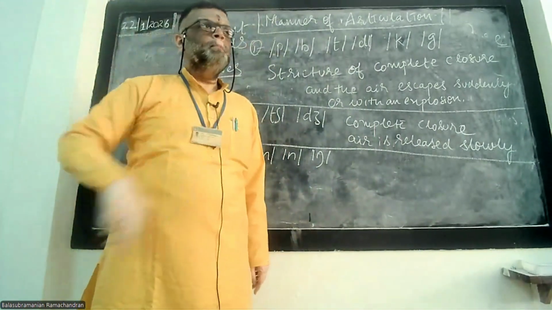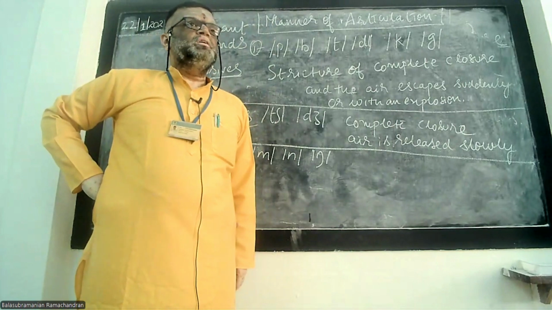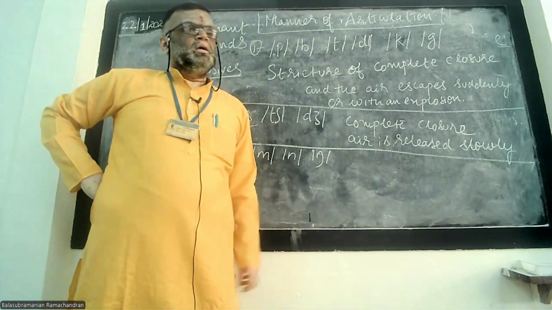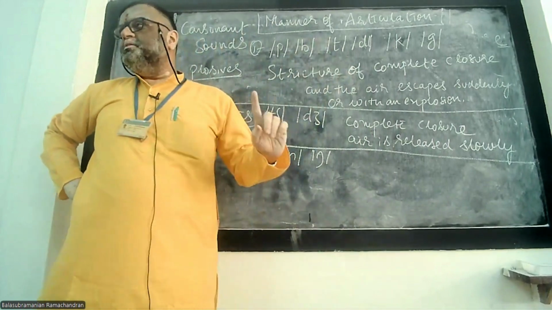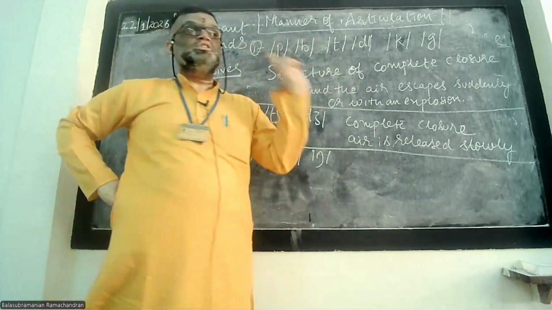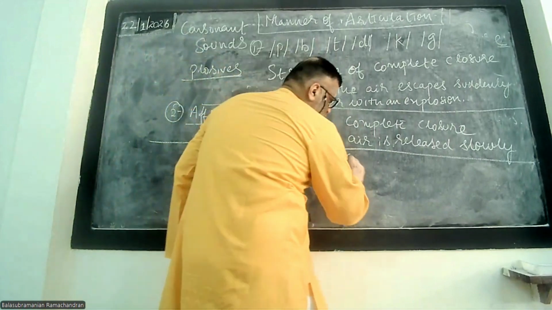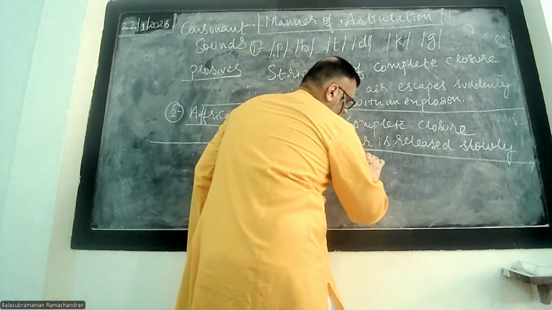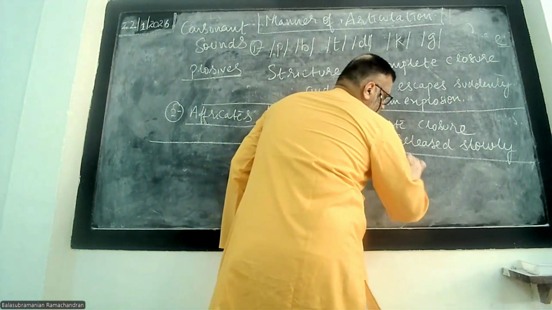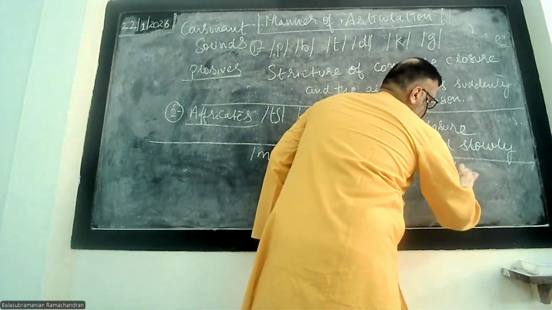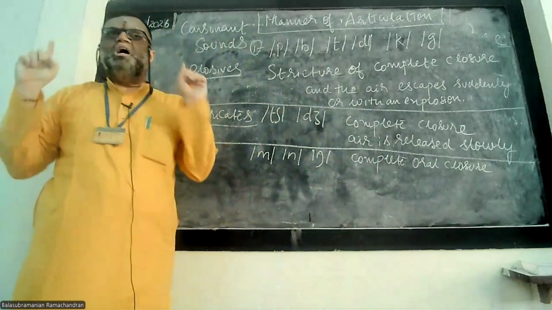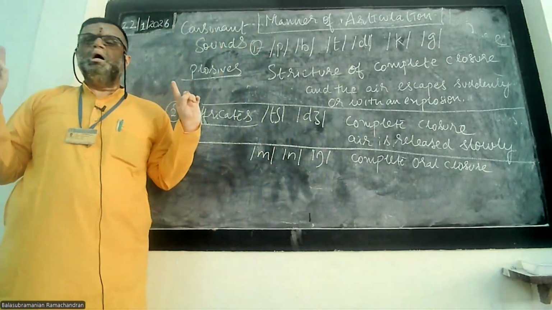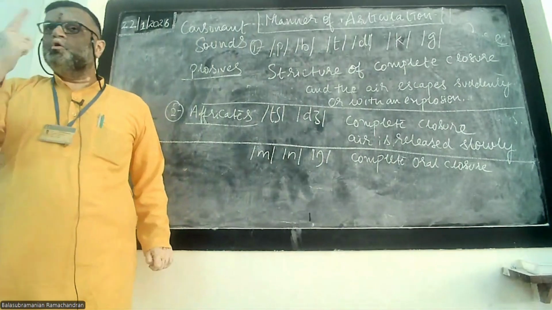Again, let me show you. So it is not ma. Even if I say ma, it is nasalized. This is how the sounds are produced. So there is complete oral closure. There is no gap between the articulators, and the air is released through the nose.